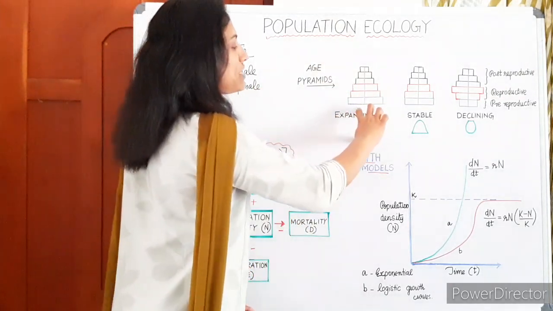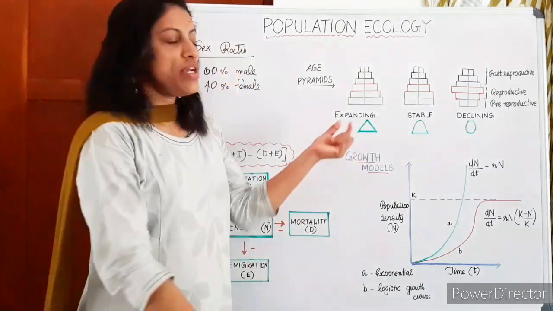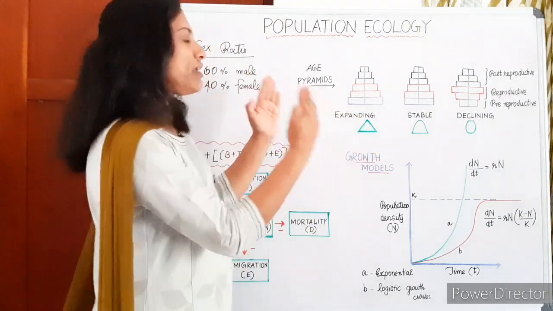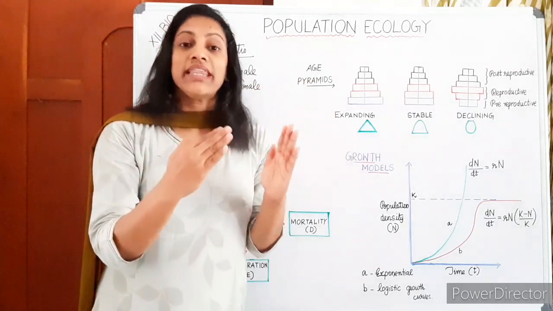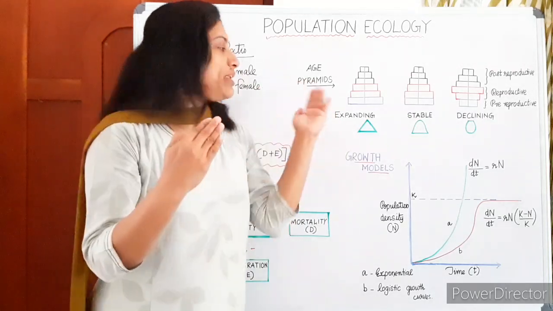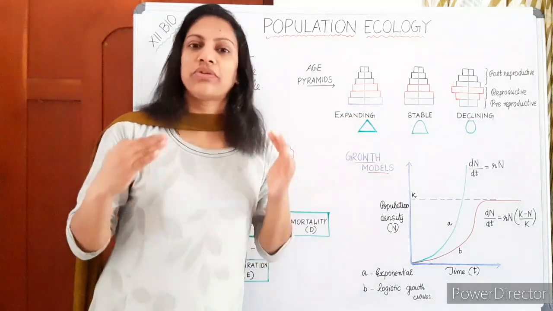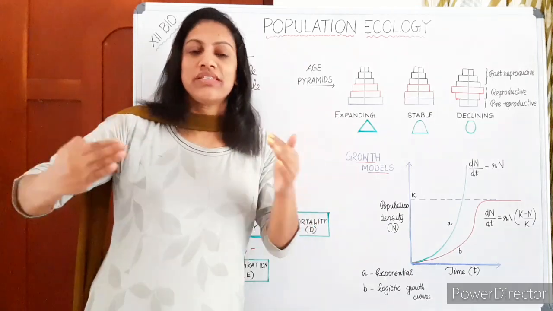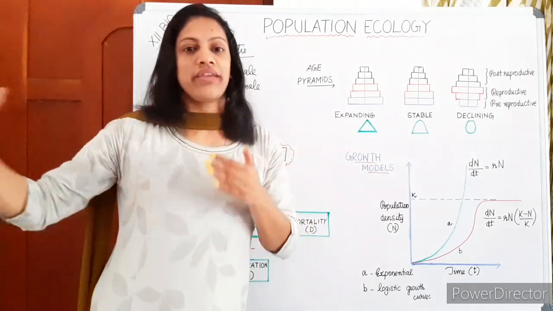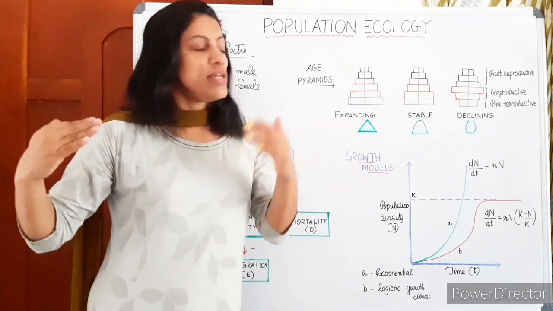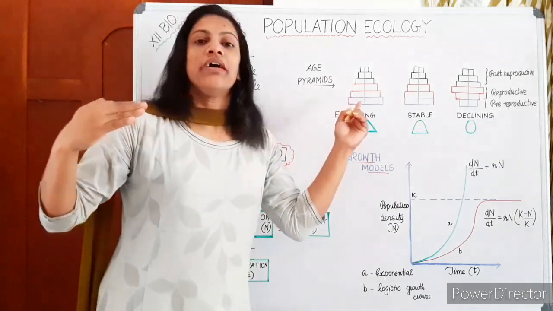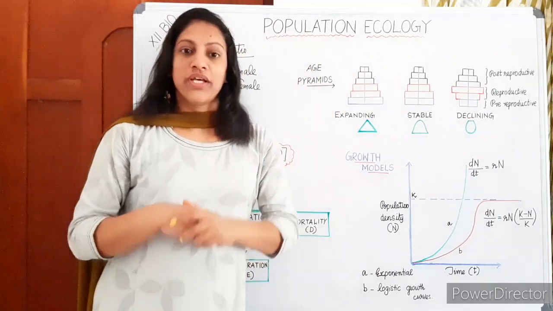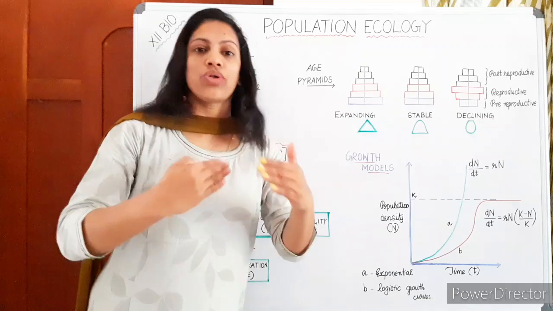The first type is an expanding age pyramid. You can see its shape is triangular. In an expanding age pyramid, there are more youngsters, I mean, the reproductive and pre-reproductive group members are more. So there will be an immediate increase, a sudden expansion. It's a growing population, with more reproductive and pre-reproductive age groups compared to the post-reproductive age group. So it is showing expansion and growth.